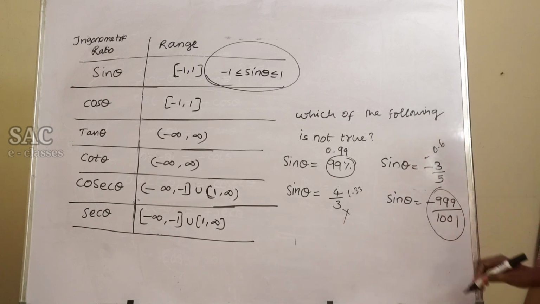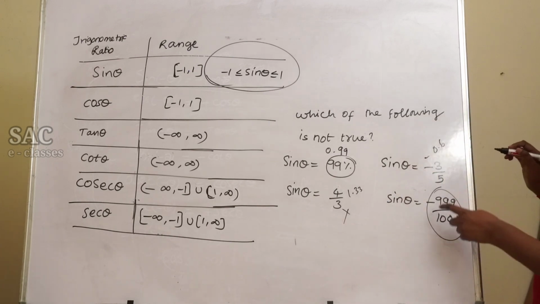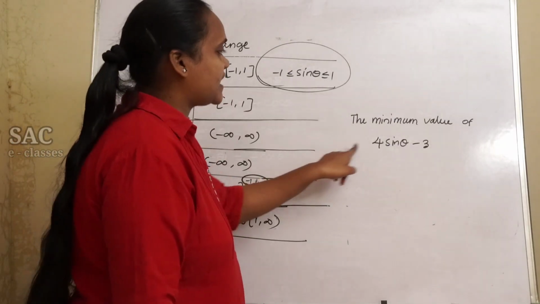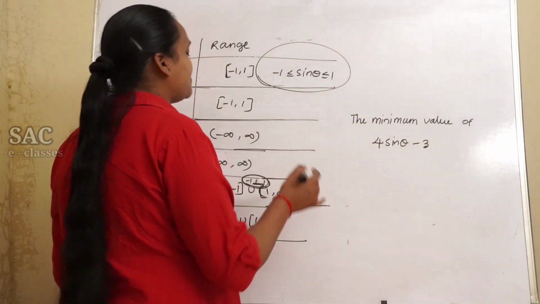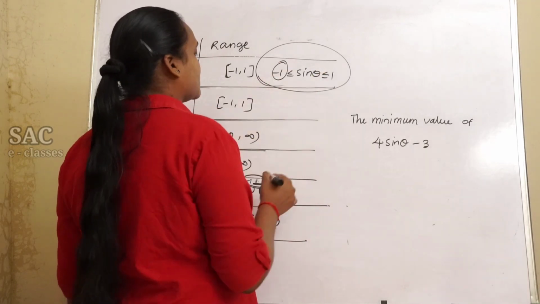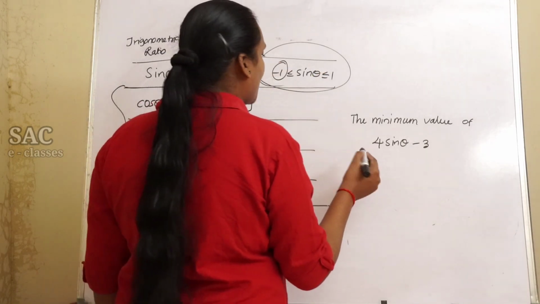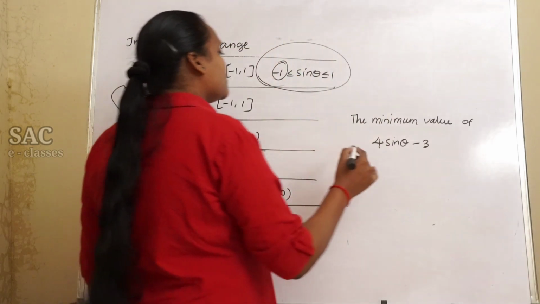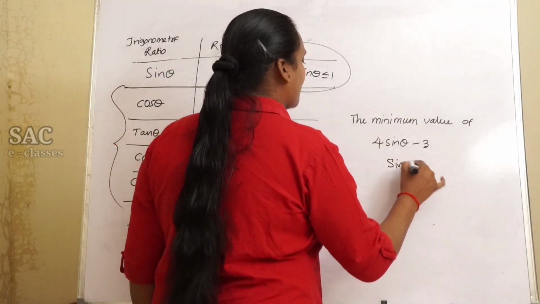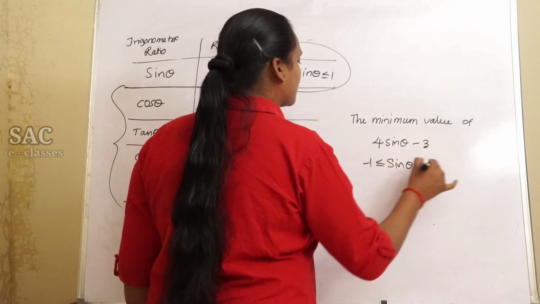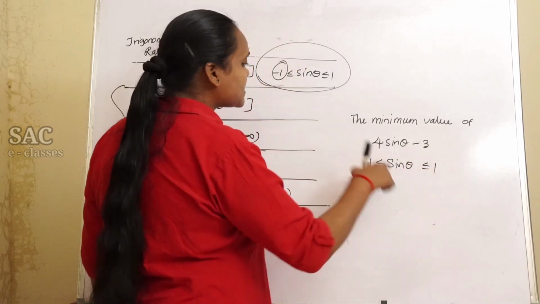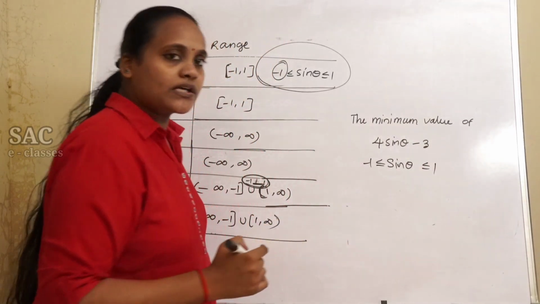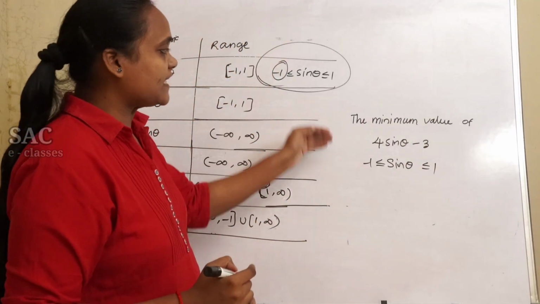But here it is, -999 by 1001. Now find the minimum value of 4 sin theta minus 3. We know that the minimum value of sin is -1. What is the minimum value of 4 sin theta minus 3? We all know that sin theta varies between -1 and 1. But you want not sin theta, you want 4 sin theta minus 3.